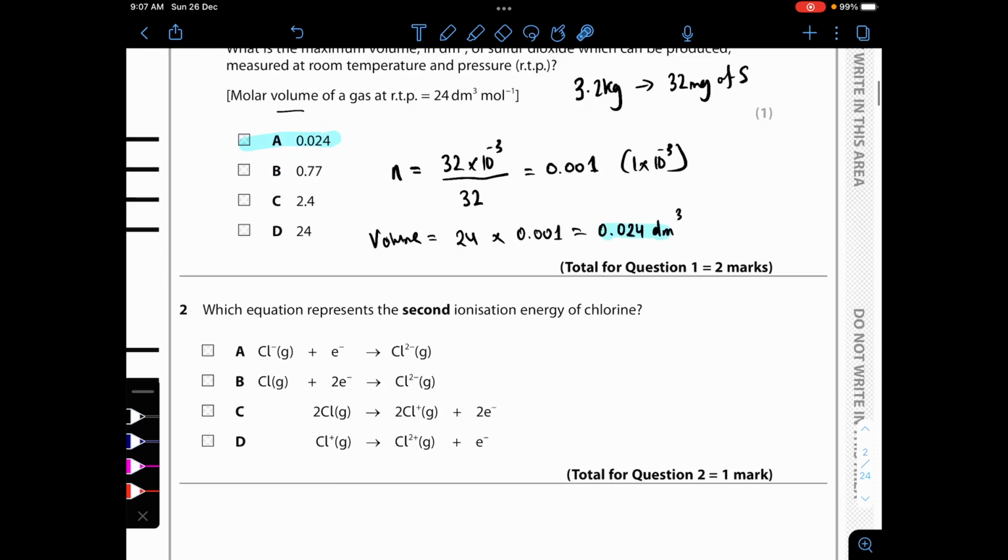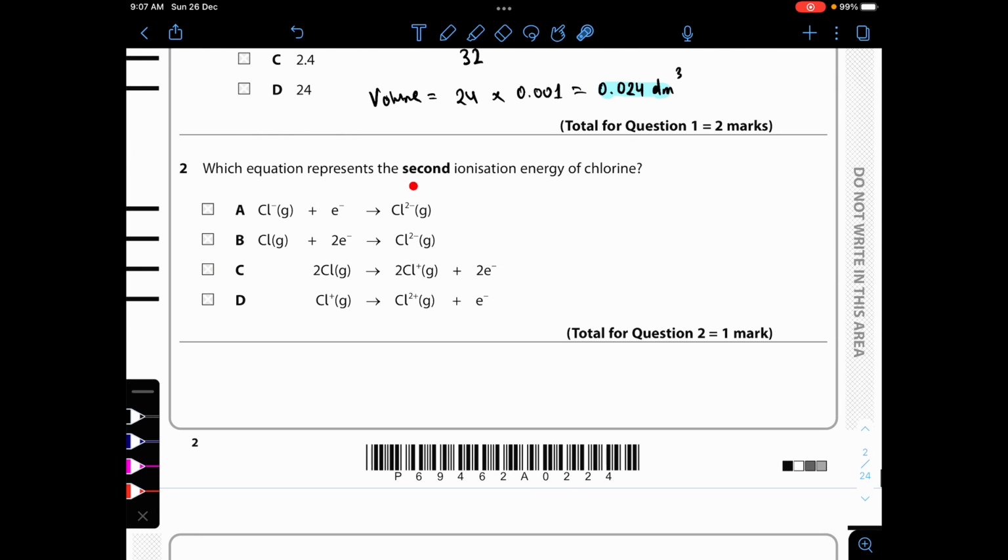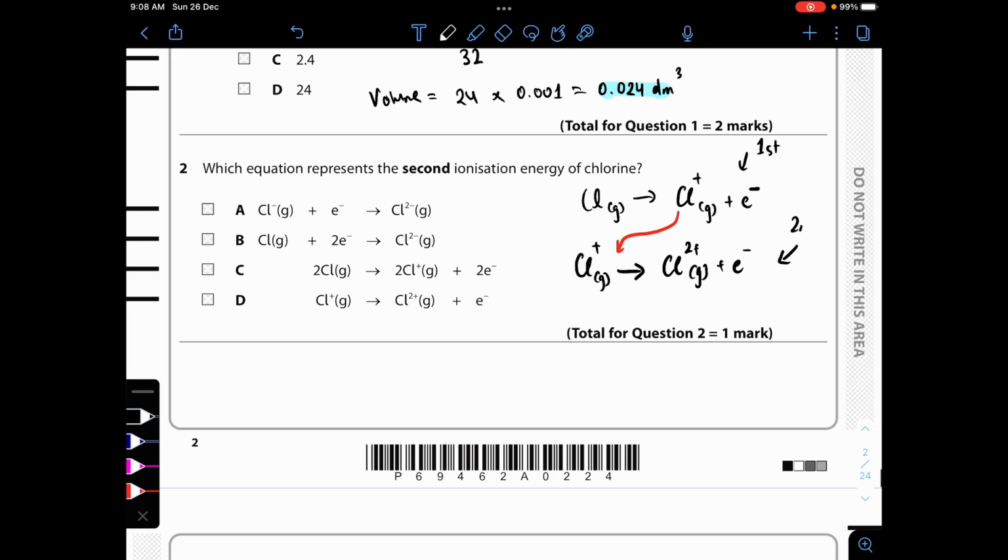Okay, let's move on to the next question. Question number 2. Which equation represents the second ionization energy of chlorine? Now, we know the first ionization of something, right? So in this case, Cl gas goes to Cl plus gas plus e minus. That is the first ionization energy. The second ionization energy would be Cl plus, so we take this, and this becomes our next ionization energy. So this becomes Cl plus gas goes to Cl 2 plus gas plus e minus. So this right here is the second ionization energy.